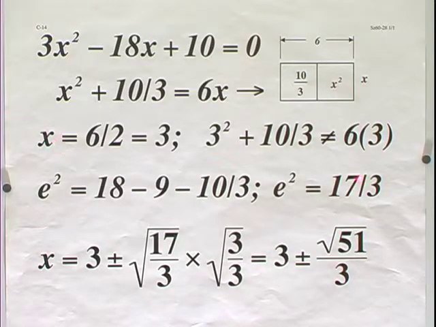And we got it doing only arithmetic. We made the assumption that this was a trinomial square. Turns out it isn't. If it was, the root would be just 3. Here's the deviation: square root of 51 over 3.